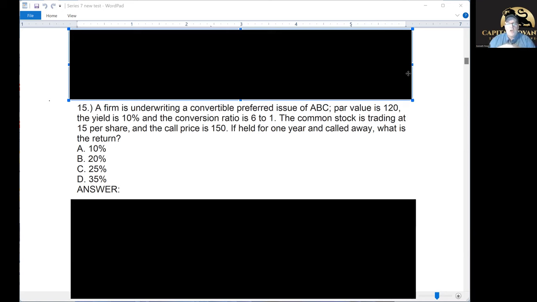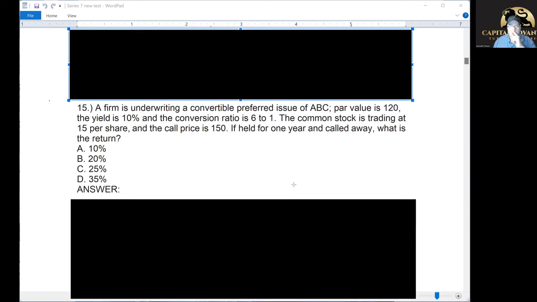So a firm is underwriting a convertible preferred issue of ABC. Par value is 120. The yield is 10%. And the conversion ratio is 6-1. The common stock is trading at 15 per share. And the call price is 150. If held for 1 year and called away, what is the return? So let's get into this. First we have to say it's called, so we have to decide what we're going to do. Let's figure it out.